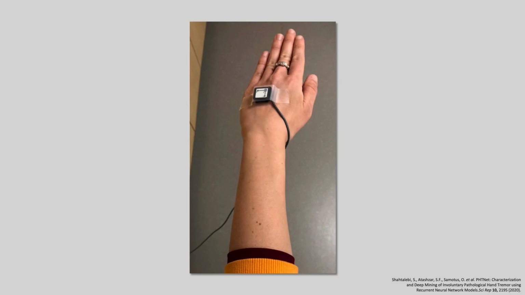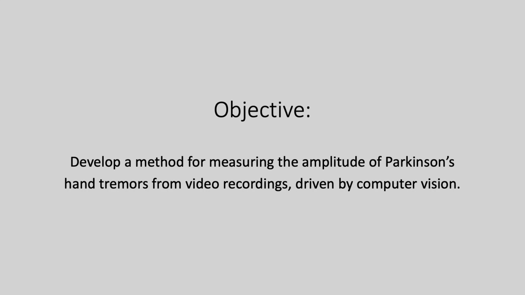The gold standard for measuring both the frequency and amplitude of tremor is through the use of an accelerometer. This is strapped to the dorsum of the hand like so, measuring the hand's movement. However, accelerometers are specialist pieces of equipment and are only available for patients in certain settings. This leads to the objective of my project, to develop a method to measure the amplitude of hand tremors driven by computer vision. This would require no specialist equipment, just a smartphone to record the video.